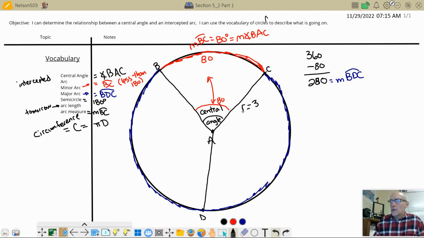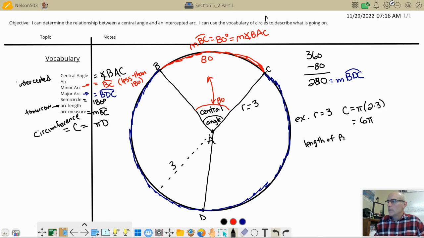So if my radius is 3, then in my example here, let's put down the example. We've got a radius equal to 3. That would mean that the circumference is equal to pi times 2 times 3, right? We need 2 of those 3s to get a diameter. So let me put another 3 right over here, right? So that would be equal to 6 pi. Okay, so my circumference is 6 pi. Now let's say I want the length of BC. How long is BC? So they would say something like this: the length of BC.